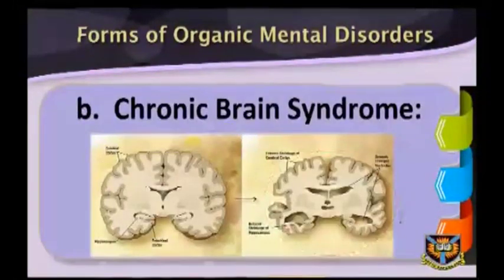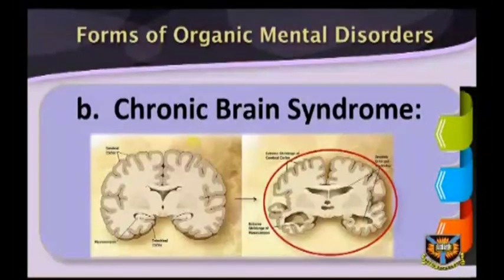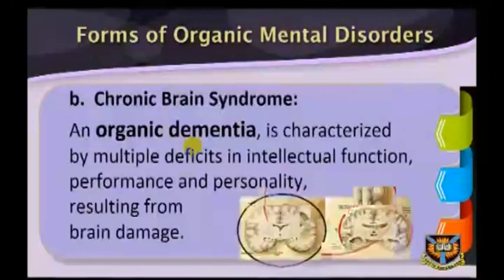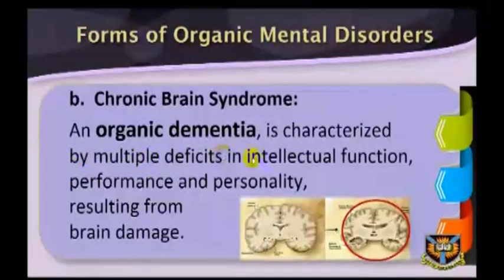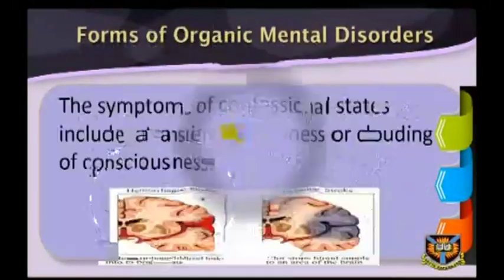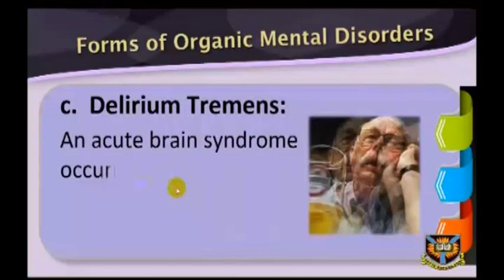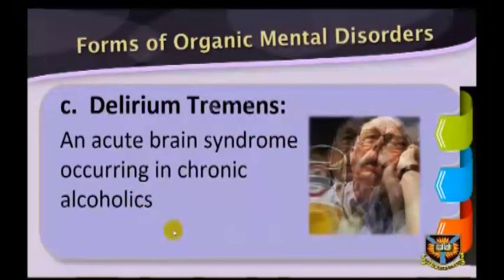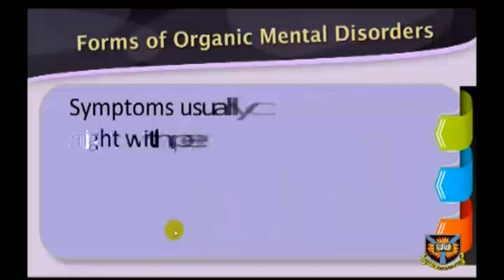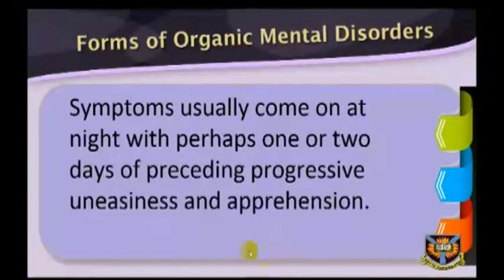Chronic brain syndrome. This syndrome, which may also be termed organic dementia, is characterized by multiple deficits in intellectual function, performance, and personality resulting from brain damage. Delirium tremens. This is a special form of acute brain syndrome occurring in chronic alcoholics, especially when alcohol is withdrawn, but sometimes occurring during a period of unusually excessive drinking.